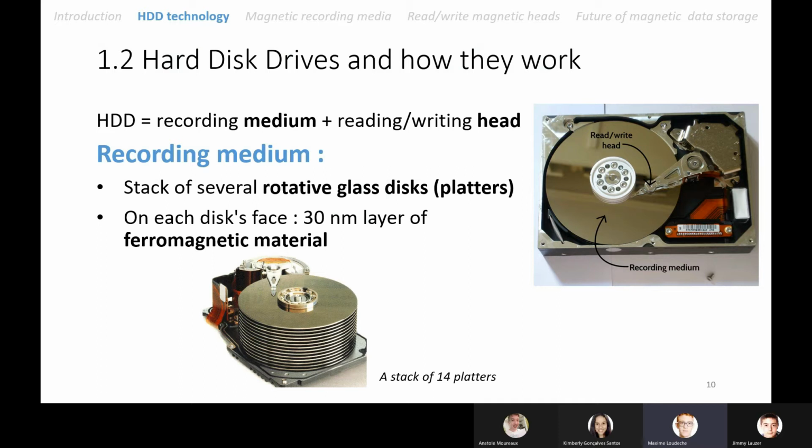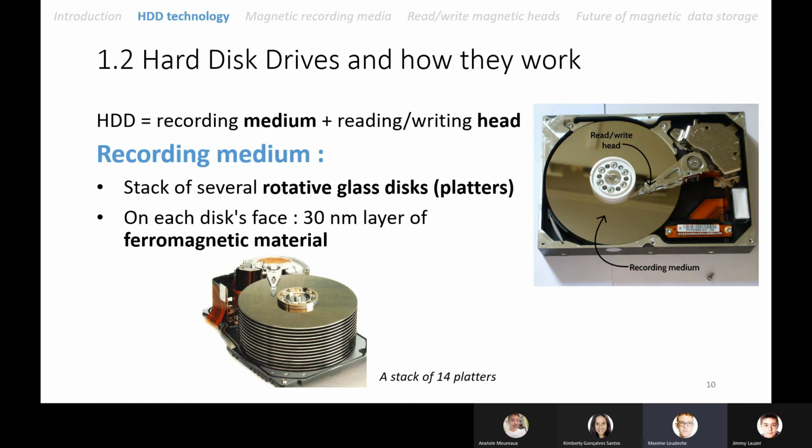Okay, so now we are going to see the classic architecture of a hard disk drive. It is quite simple. There is a recording medium, which is a stack of multiple rotating glass disks that are coated with a thin layer of a certain ferromagnetic alloy. We also call them platters. It's on those platters that the data is recorded as bits with the help of a recording or writing head. The bits can then be read by one or multiple reading heads.